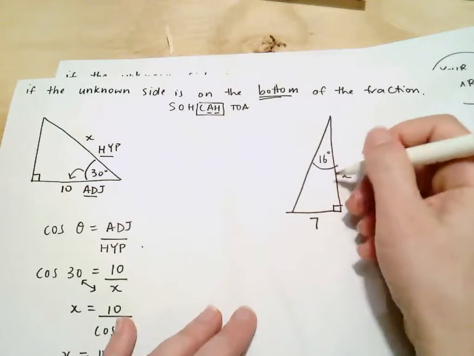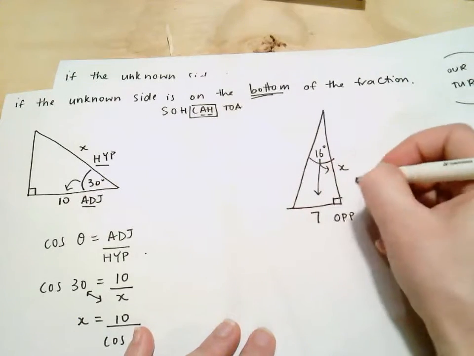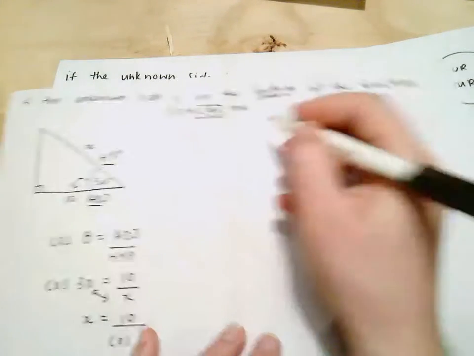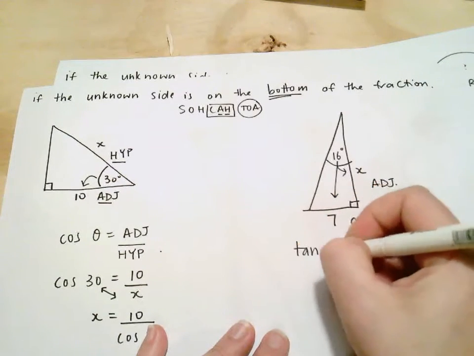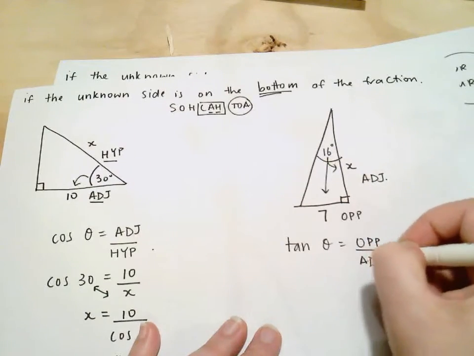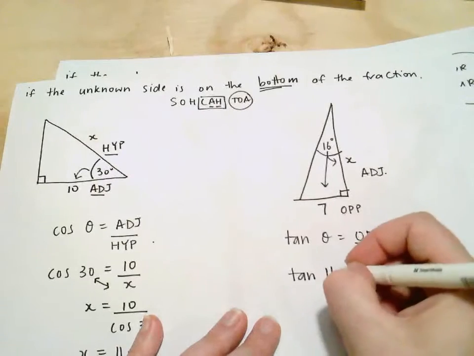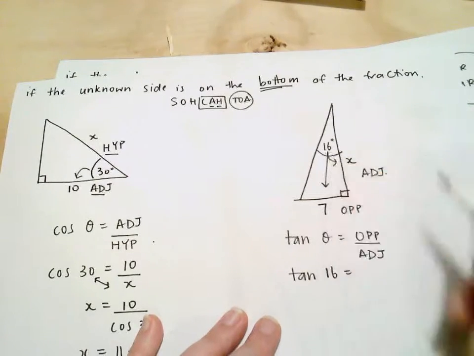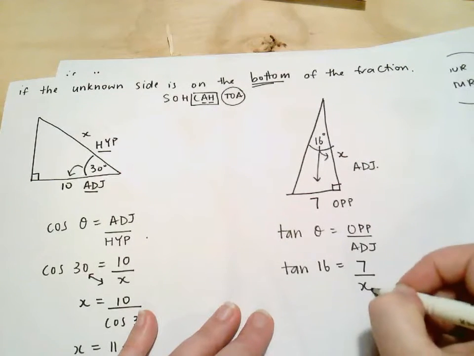Again, label my sides. So this is the opposite side. This is the adjacent side. Opposite and adjacent, I'm going to need to use tan. So I write out the ratio. Tan theta is opposite over adjacent. Substitute in what I know. I know that theta is 16 because that's my angle up here. My opposite side is 7. My adjacent side is x.